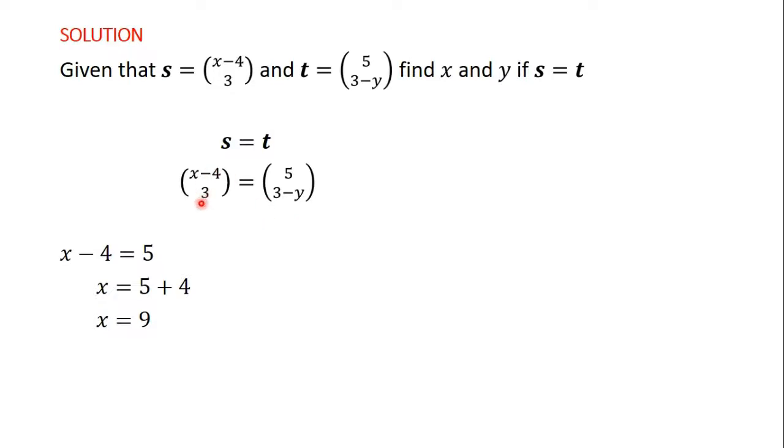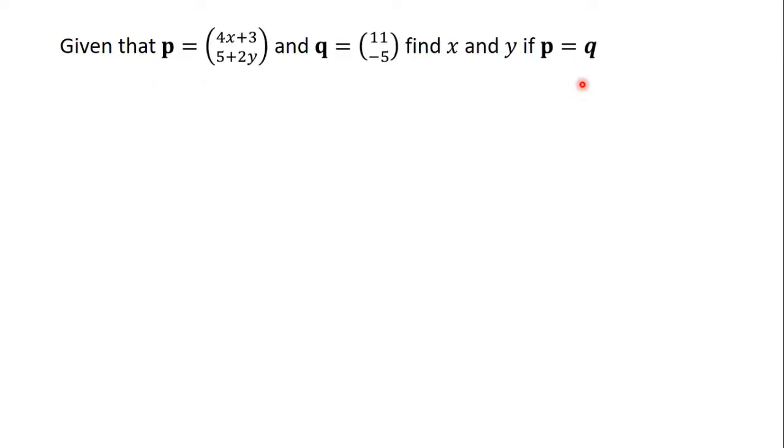In the same way, the y component here, which is 3, is equal to the other y component, which is 3 minus y. So we can say that 3 is equal to 3 minus y. If you are making y the subject, y is negative here. So if I send it over to this side, it becomes positive. Then I'll send the 3 here, which is positive, over here. It becomes negative. So y is equal to 3 minus 3, and y is equal to 0. So we can say that x is equal to 9 and y is equal to 0 if vector s is equal to vector t.